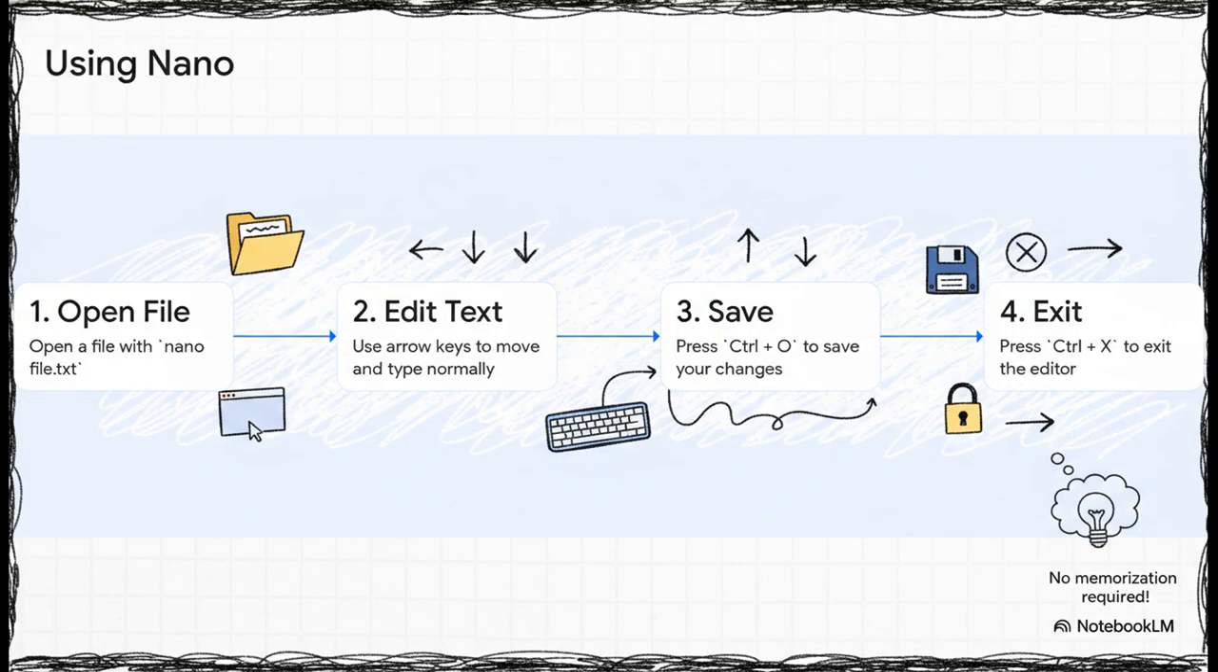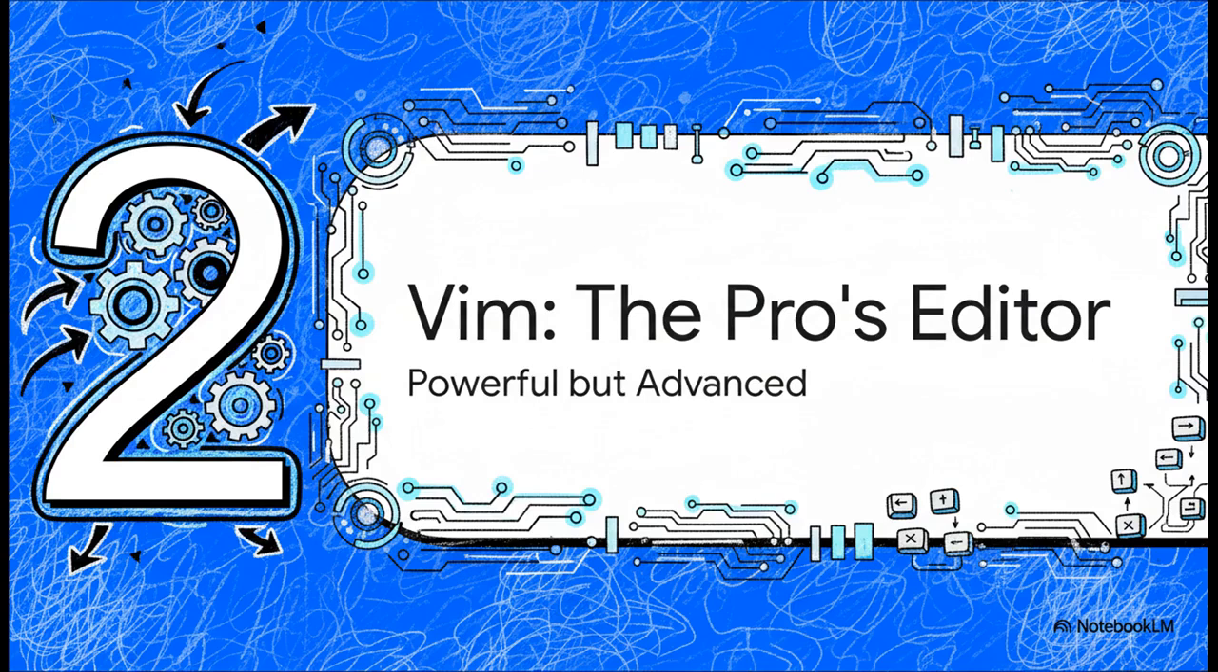You just type nano and the name of the file you want to open. Once you're in, you just use your arrow keys and type like you would in any normal text document. And here's the best part. You don't have to memorize anything. The most important commands, like Ctrl+O to save and Ctrl+X to get out, are always sitting right there at the bottom of the screen. It's fantastic.